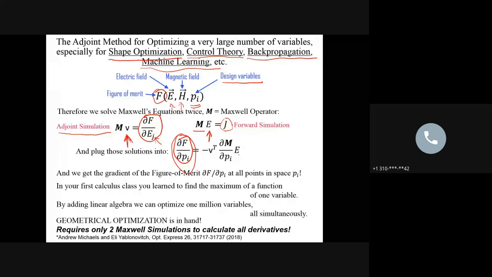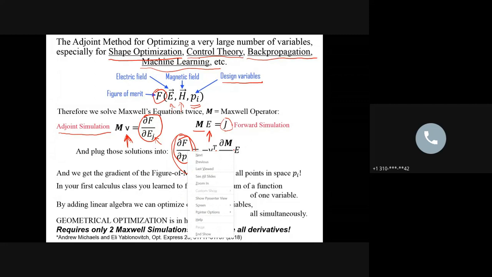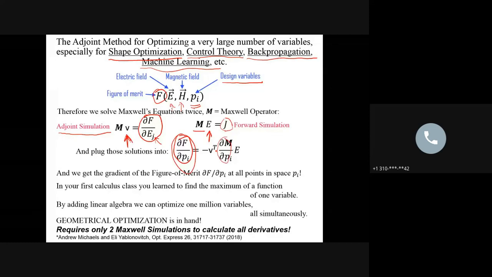You just take the dot product between that vector. Let's see if this will work. Okay, there's a dot, and then there's a dot. And this is the Maxwell operator differentiated not with respect to the merit function, but with respect to the design variables. And by having two solutions of Maxwell's equations, these two fairly straightforward solutions, you can actually get the derivative of a merit function at all points in space.